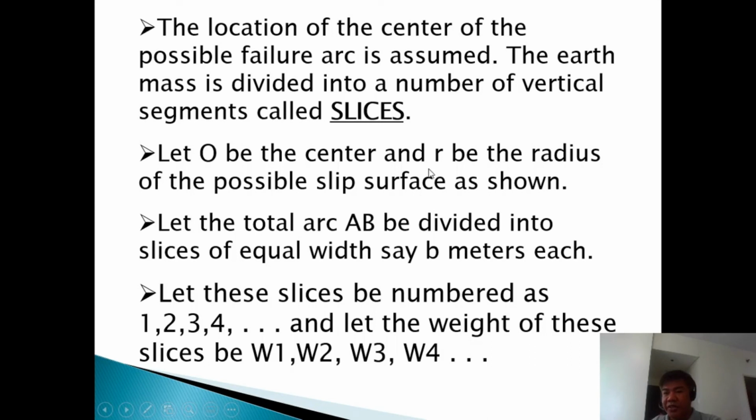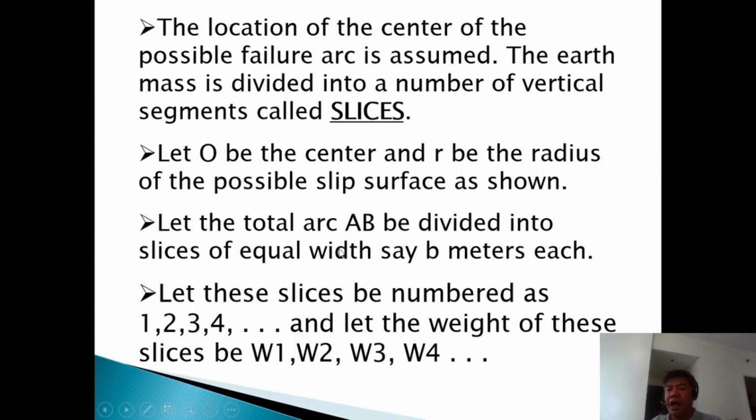So O is the center and R is the radius of the possible slip surface as shown. Take note that it is a possible slip surface. It doesn't mean that it will fail. What we are going to do here in the method of slices is to identify that slip surface and compute if it will fail or not.